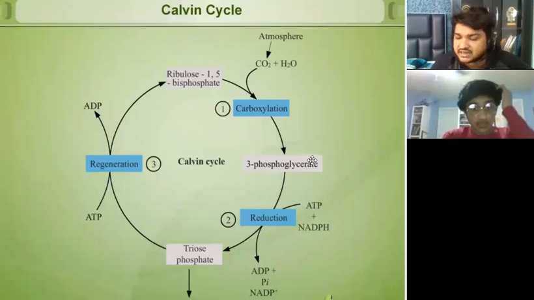One PGA contains 3 carbon and we had 6 carbon. So how many molecules will get formed? Only 2. 3 and 3. So it means 6 divided by 3 is 2?